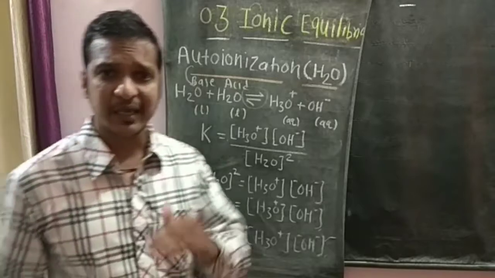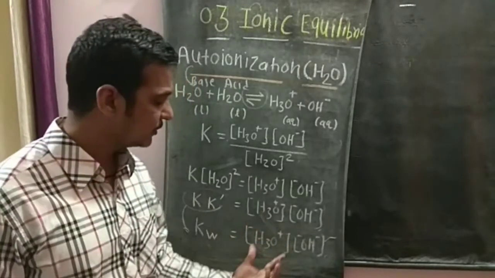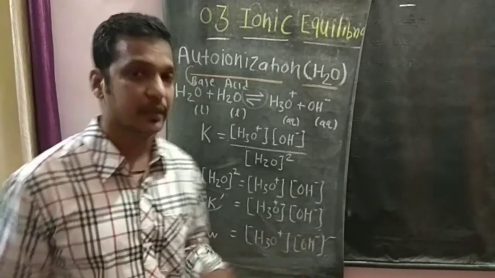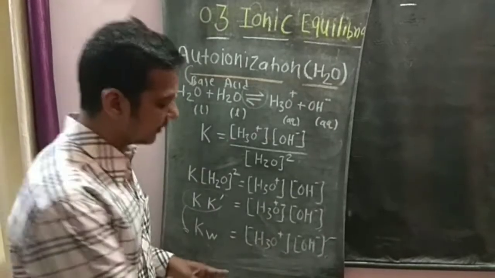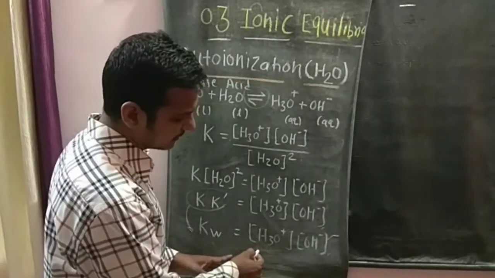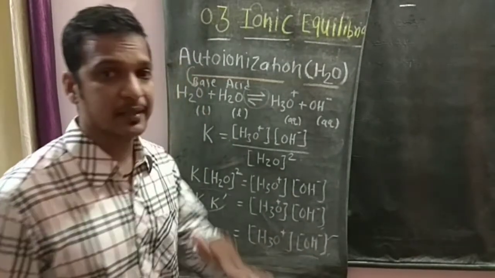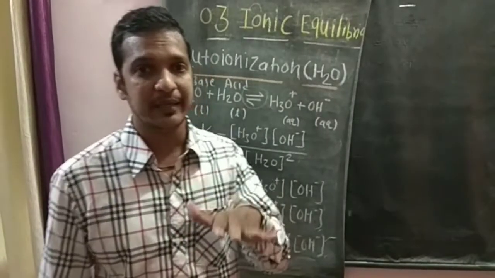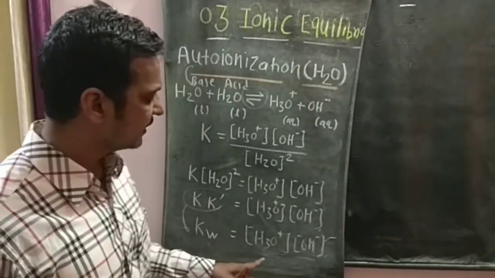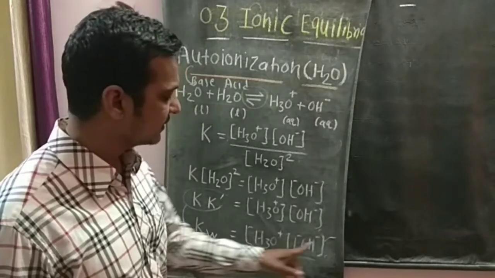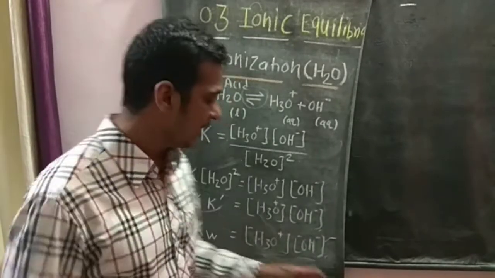Now we know that in pure water, the concentration of H3O plus and the concentration of OH minus remain the same, and that has to be 10 raised to minus 7 mole per liter. So we are introducing these values of H3O plus and OH minus into this equation.